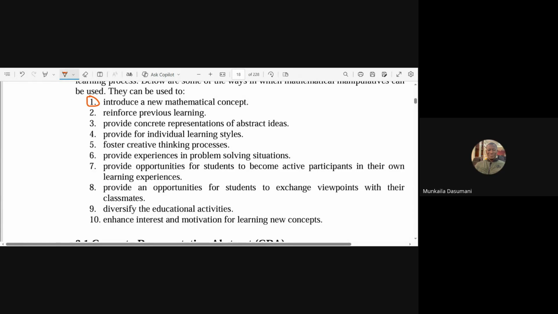Okay, I think your network was breaking, but is it okay for the class? Yes, sir. Did you hear him? All right, I don't know whether it was on my side. Okay. So for introducing a new concept, he has explained it. That's very fine because when you want to introduce a new concept, it's very good to use mathematical manipulatives, especially at that age.